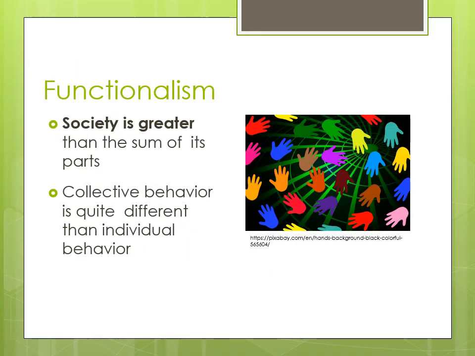Functionalists say that society is actually more important than individuals, and so society is greater than the sum of its parts. Functionalists tend to see that collective behavior tends to then be different than individual behavior because of pressures. So individuals may have certain values and belief systems, but when they come to the collective, their behavior might change because that's the influence of the collective.